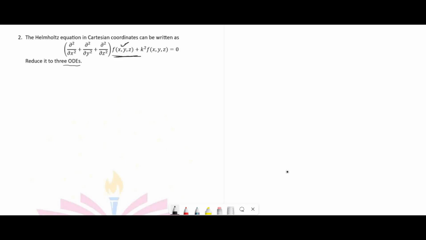So let us start. First we will start with the given equation. The given equation is the Helmholtz equation, and it is written in Cartesian coordinates. So let us write it as it is: del square by del x square plus del square by del y square plus del square by del z square of f of x, y, z plus k square f of x, y, z equal to 0.